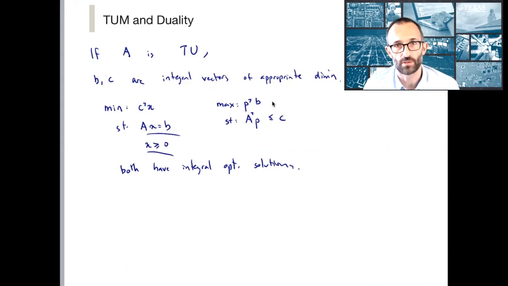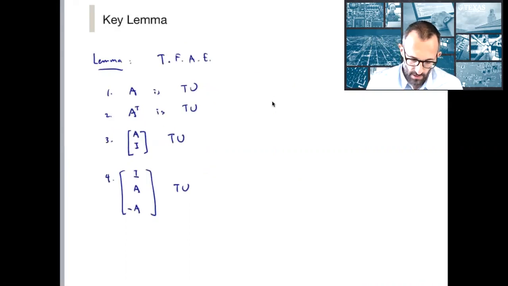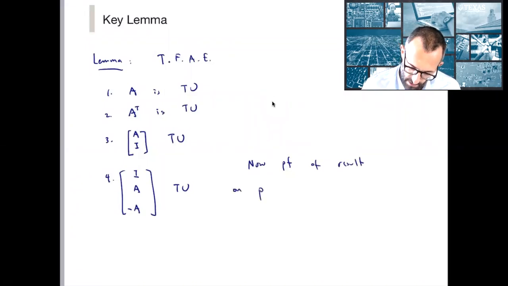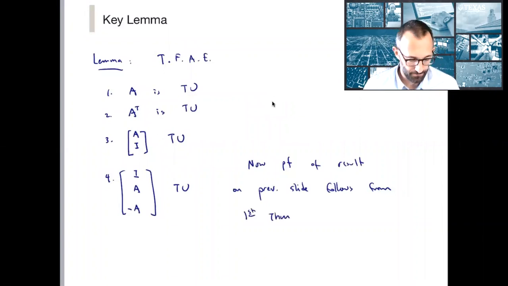So X greater than or equal to 0 is just an identity times X greater than or equal to 0. So this is why this kind of thing is useful, and I'll just note that now the proof of the result on the previous slide follows from our first theorem, which was on the second slide or something.